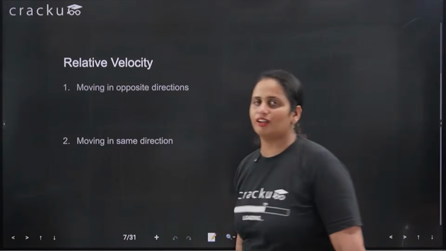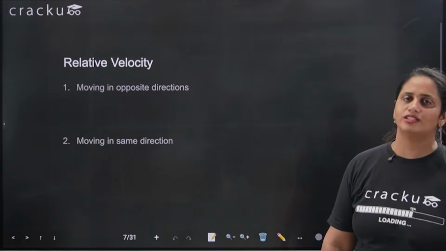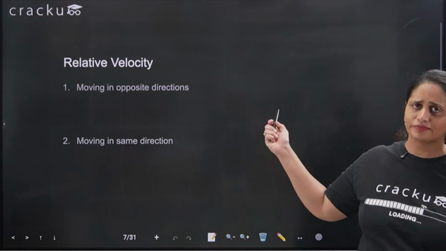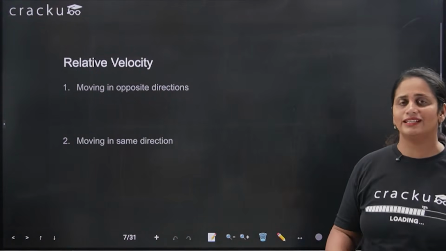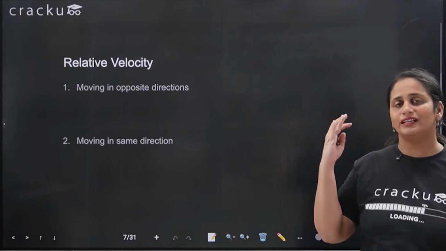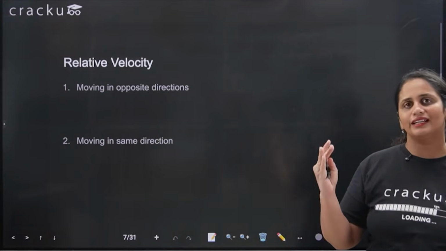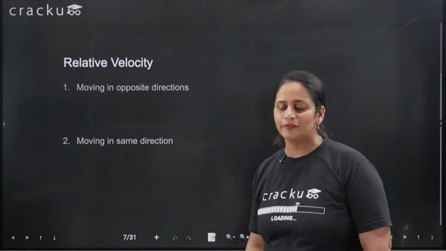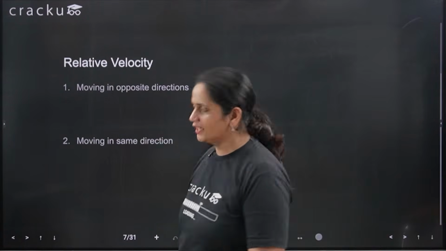Which is relative velocity. I'll tell you basically about relative velocity because it is needed for three things. It is needed for circular tracks, for boats and streams, and for escalators. So for all of that, we need to understand what relative velocity is. Think of it in this way.